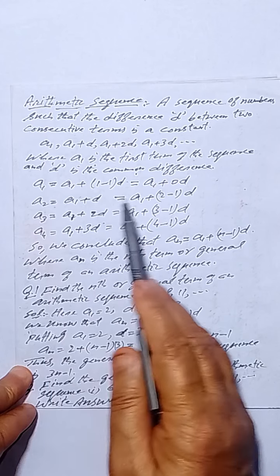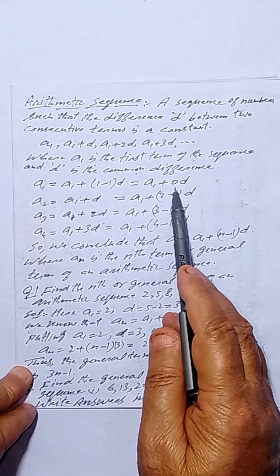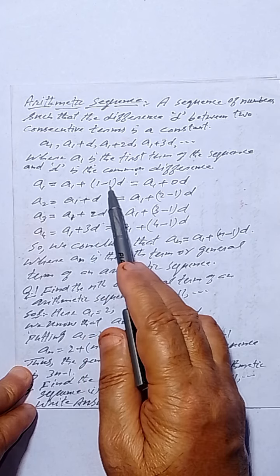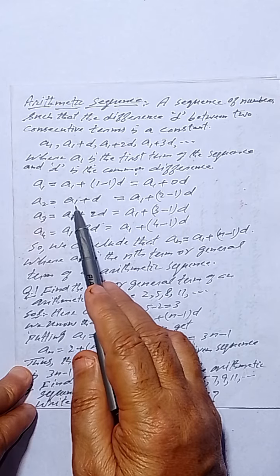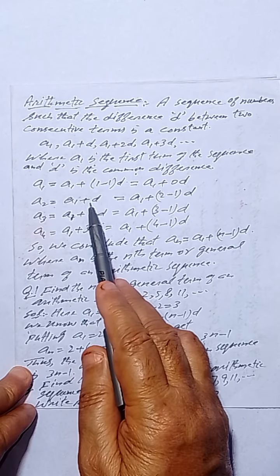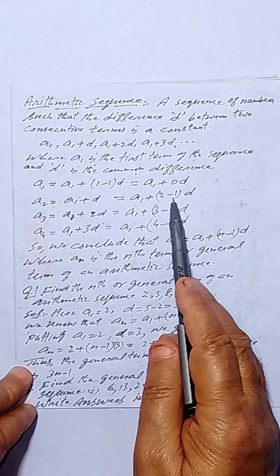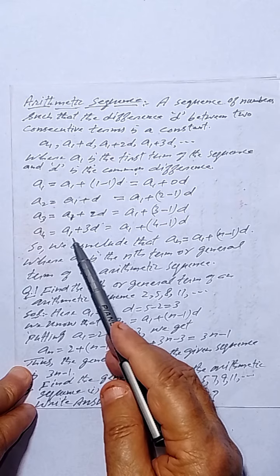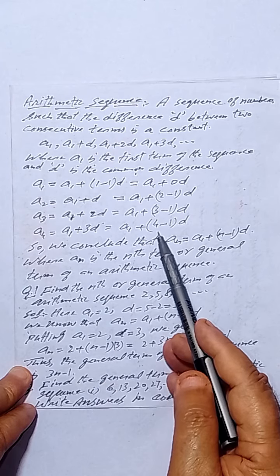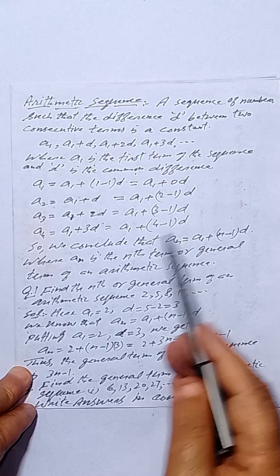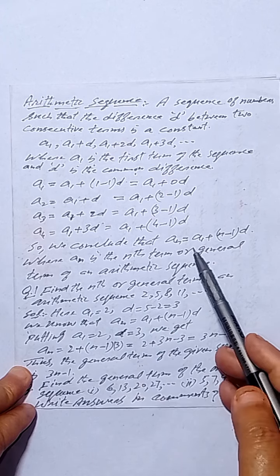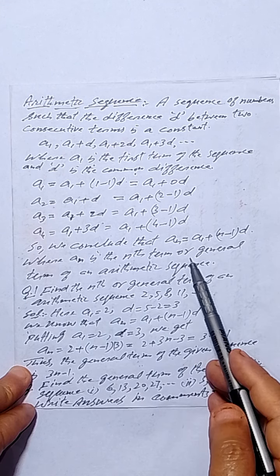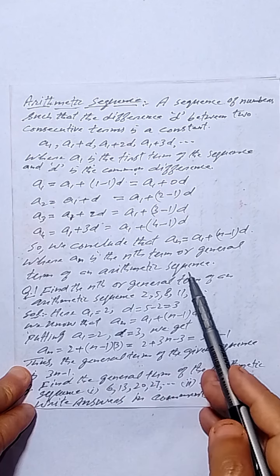a1 can be written as a1 plus 0d, or 0 can be expressed as 1 minus 1. So a1 plus 1 minus 1 into d. a2 is a1 plus d, here 1 is expressed as 2 minus 1. a3 is a1 plus 3 minus 1 into d. a4 is a1 plus 3d, 3 can be expressed as 4 minus 1. a1 plus 4 minus 1. So we conclude that an equals a1 plus n minus 1 into d, where an is the nth term or general term of an arithmetic sequence.